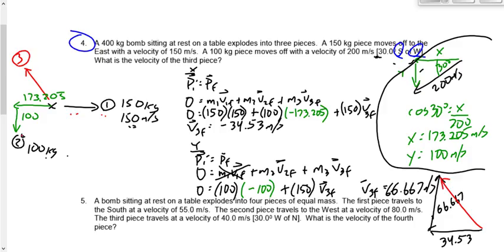Solve for v here using the Pythagorean theorem, and it works out to be 75.1 meters per second. Now we calculate the angle here as well using the inverse tan function, and it worked out to be 62.6 degrees north of west. Is that okay?